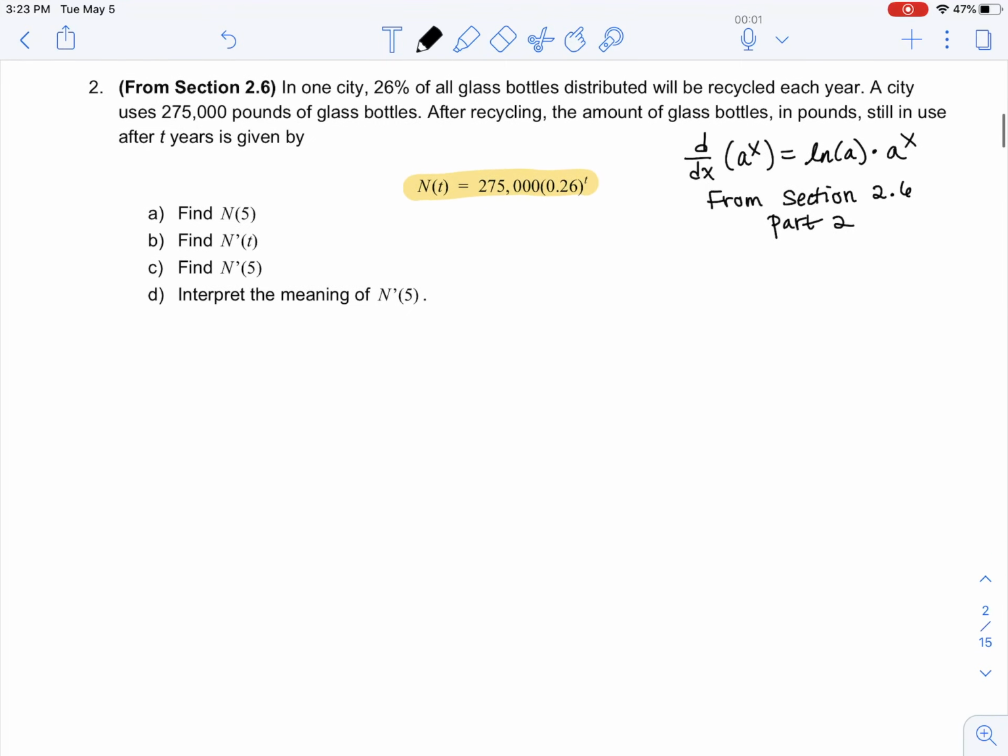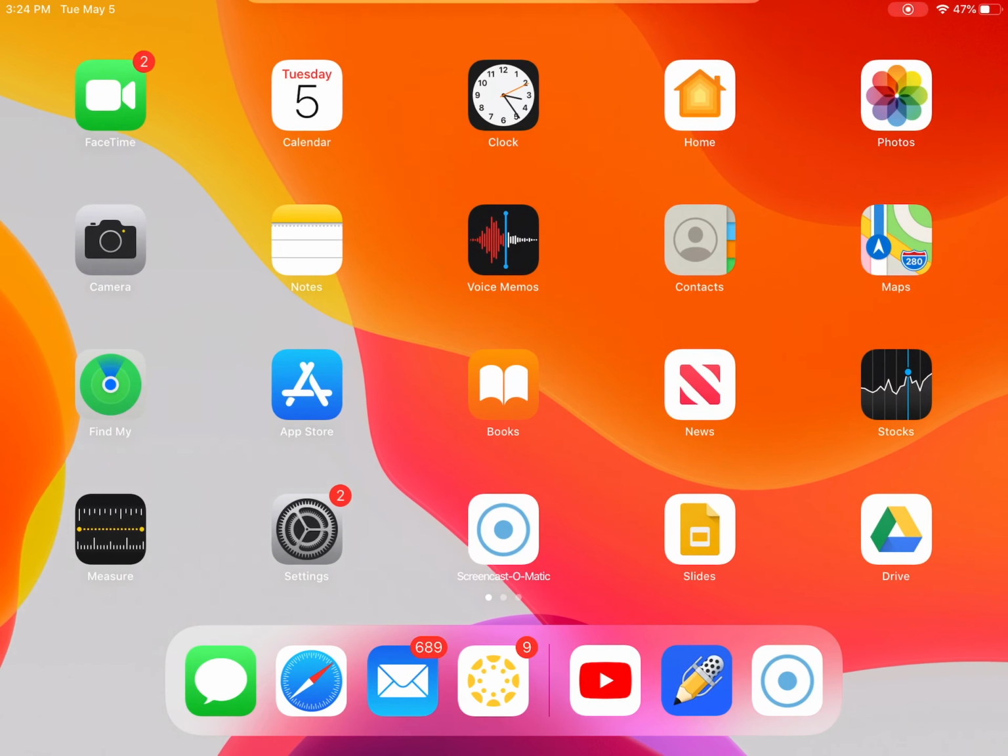All right, so let's go ahead and do this, number 2. Find n of 5. Now that one doesn't have anything to do with calculus. All we need to do is just plug in 5 into that given function then. Okay, so 275,000 times 0.26 raised to the 5th power.